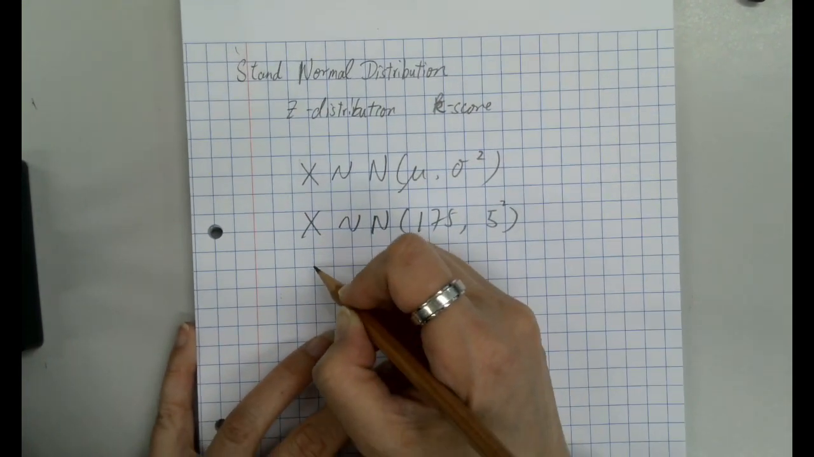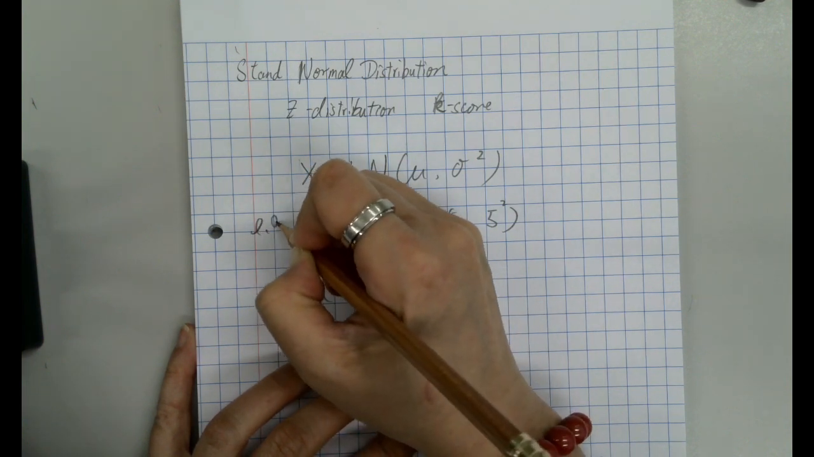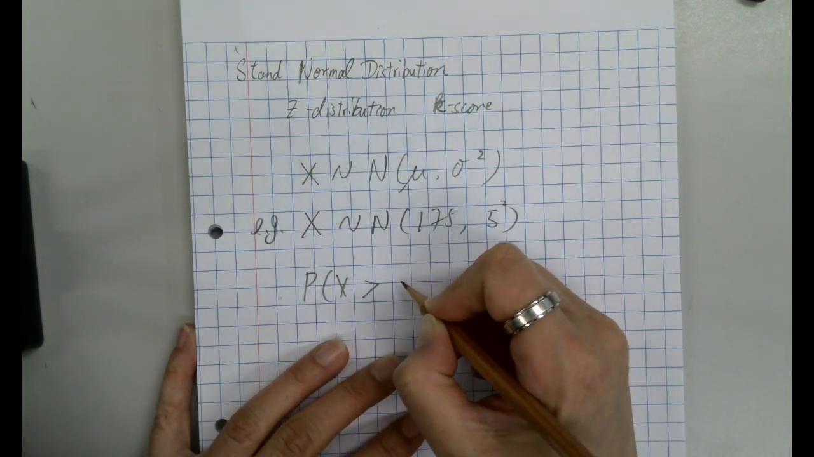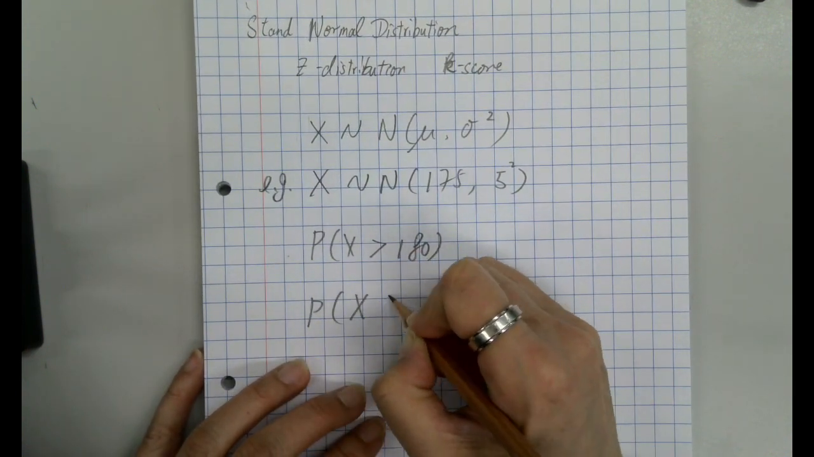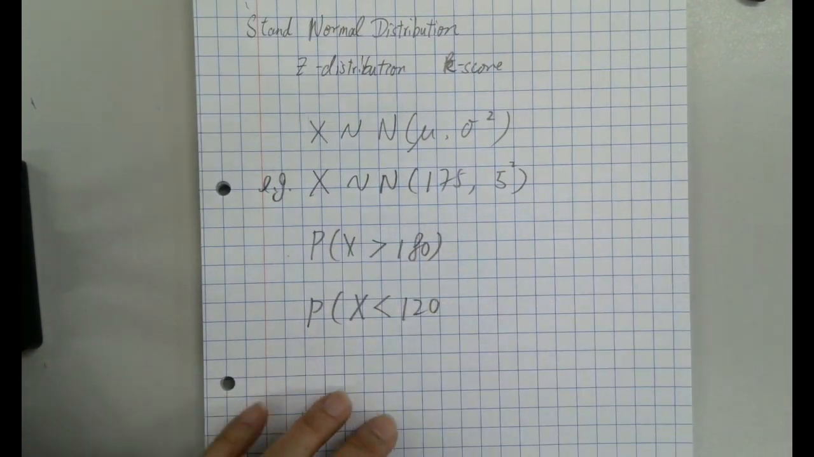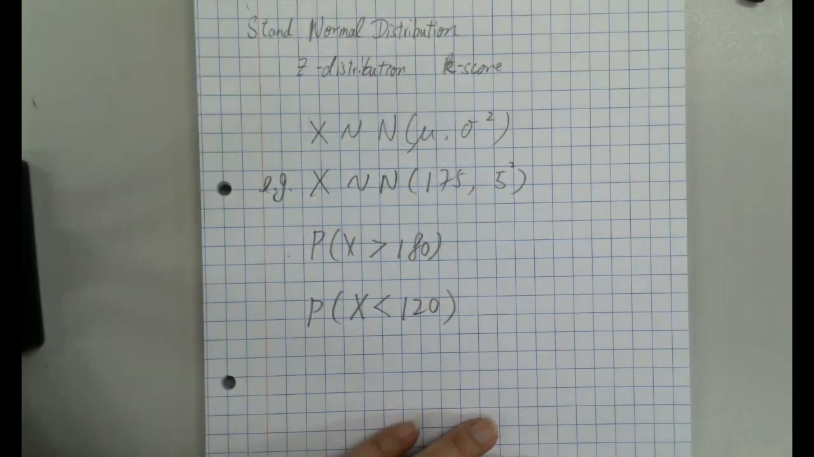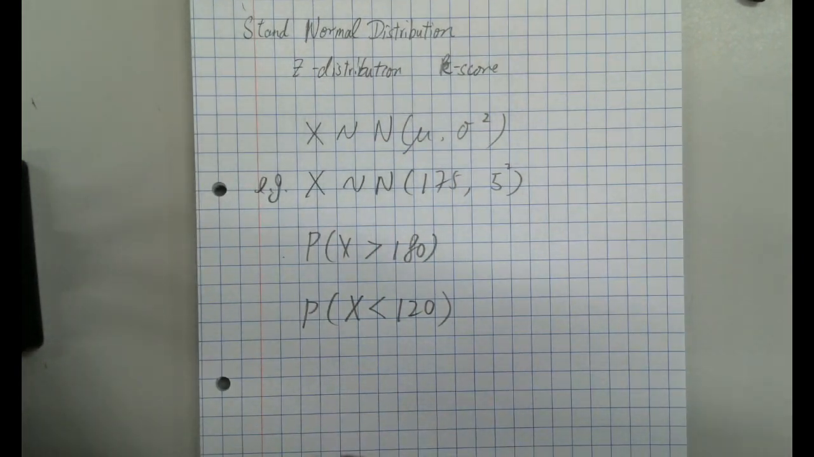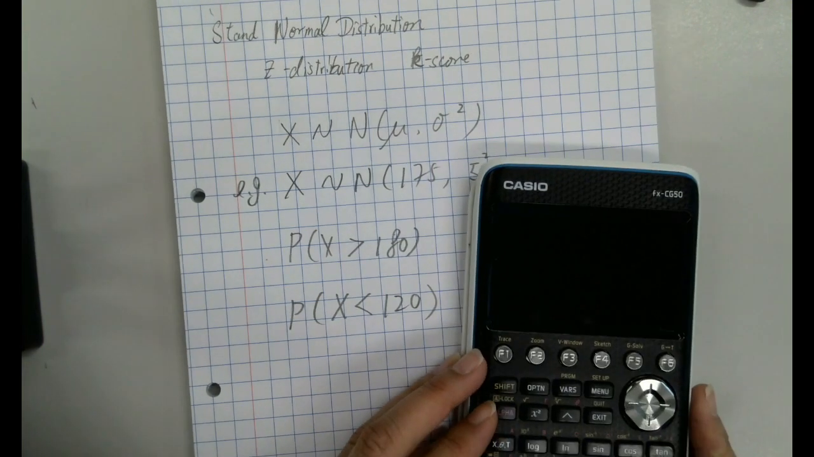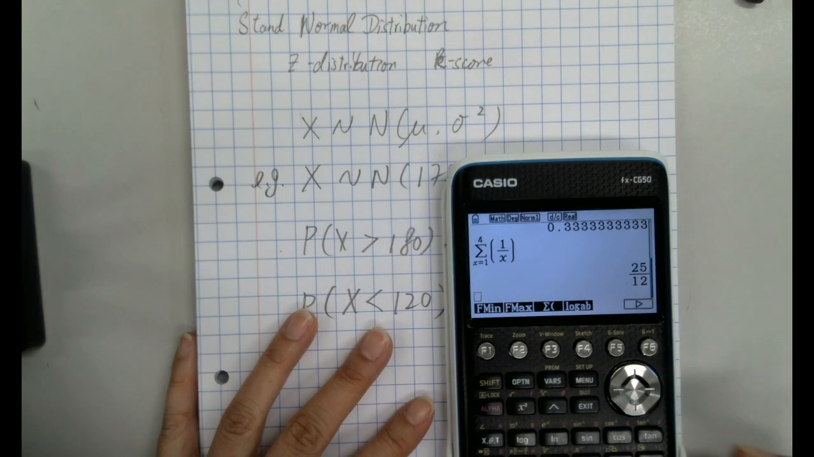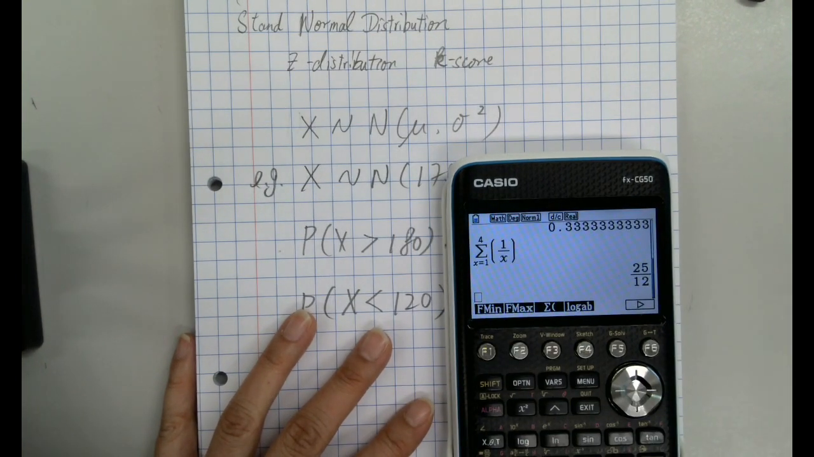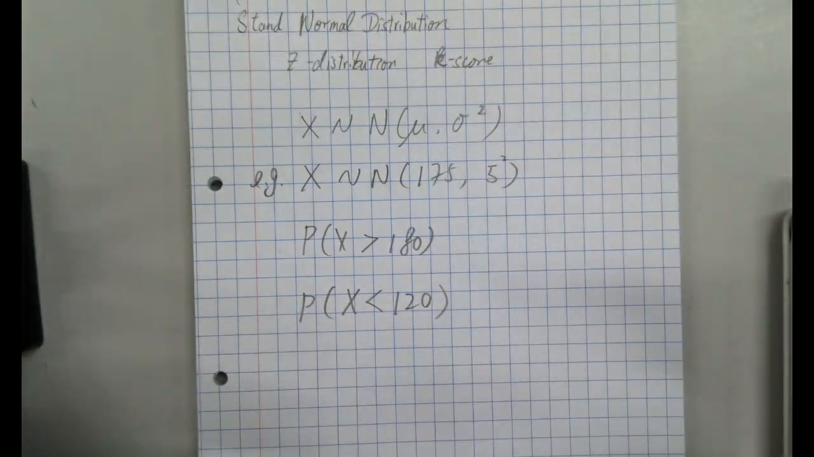You will be able to find any of the probability of x bigger than 180 or probability of x smaller than 120, something like this. All you need is your GDC. Let's show it. By the way, the calculator we use in this video is the Casio CG50 now. In the previous video, you saw an older version, the CG20. We got improved, updated. So this is what we have.